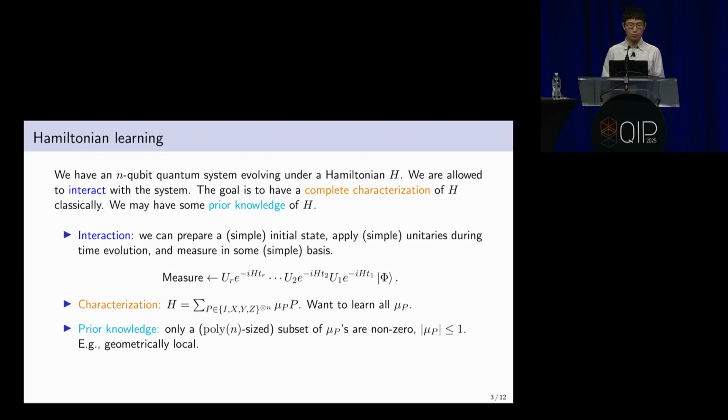So here we assume there's some prior knowledge of H, such as only a poly(n) size subset of mu p's are non-zero. We'll also assume that each of these mu p is bounded by 1 in absolute value. These assumptions are satisfied from physical intuitions, such as if your system is geometrically local, it naturally satisfies all these assumptions. In this talk, we may want to go beyond the geometrically local assumption. This was also done in the previous 2 talks.